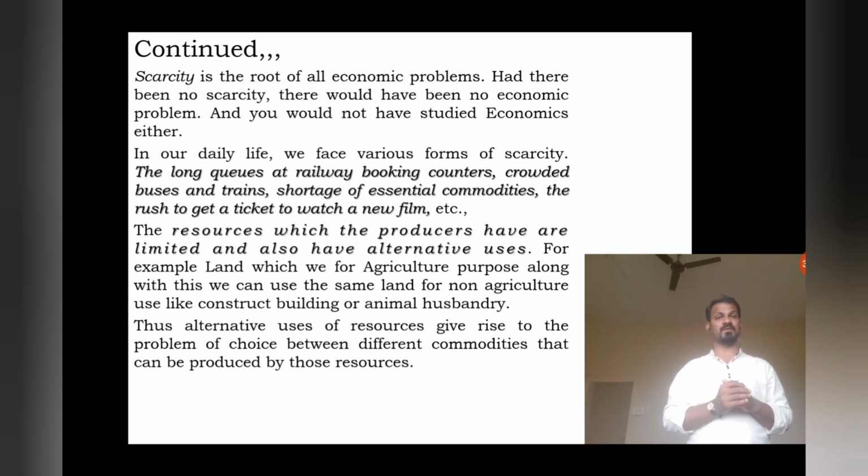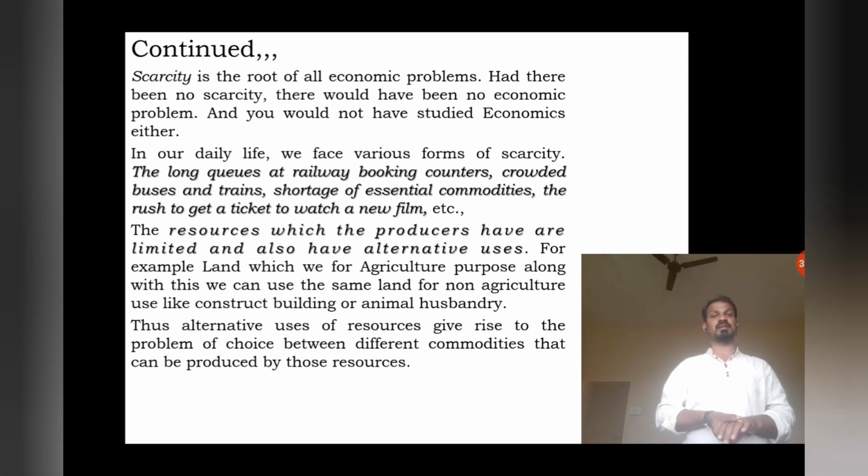In our daily life, we face various forms of scarcity. On this, a 2 marks question has also been asked, so I have mentioned the lines used under this concept. In our daily life, we face various forms of scarcity: the long queues at railway booking counters, crowded buses and trains, shortage of essential commodities, and the rush to get a ticket to watch a new film. These are certain forms of scarcity.